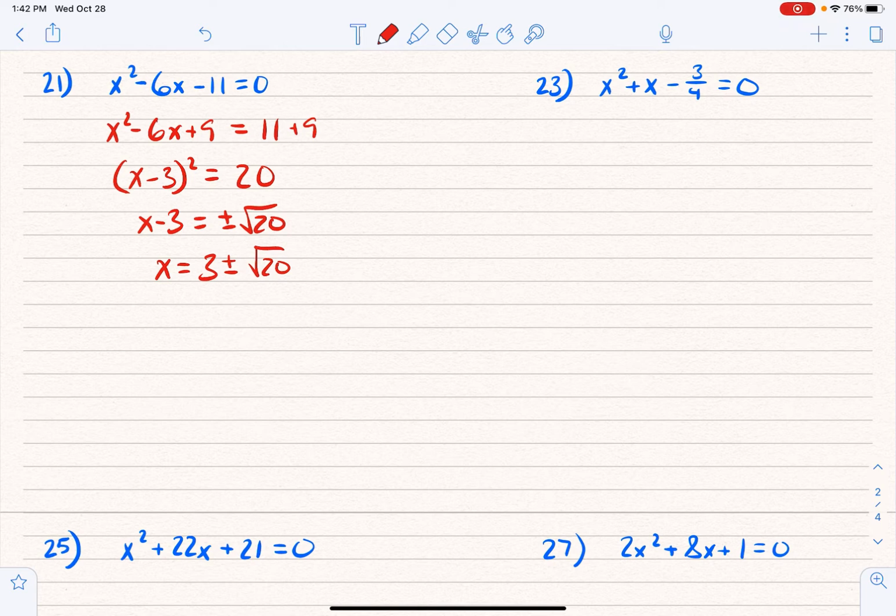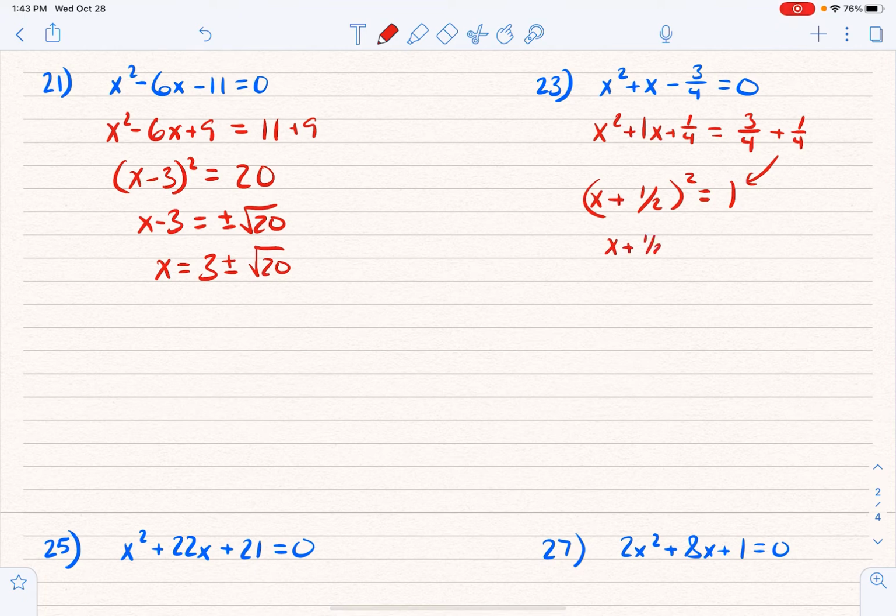For this one, now again, these might seem like they're getting a little bit weird, but it's no big deal. We have a 1x right there. We move the 3/4 to the side. Half of 1 is 1/2. Square it, and we get 1/4. We have to add 1/4 to both sides. Now look, this one's actually going to come out clean. That's kind of nice. So we get x plus 1/2 quantity squared is equal to 1, because 3/4 plus 1/4 gives me that 1. Hopefully you saw that.